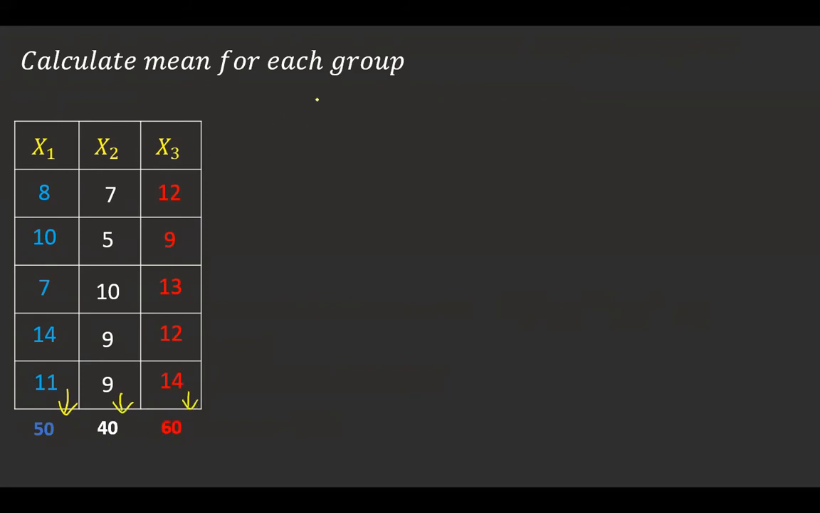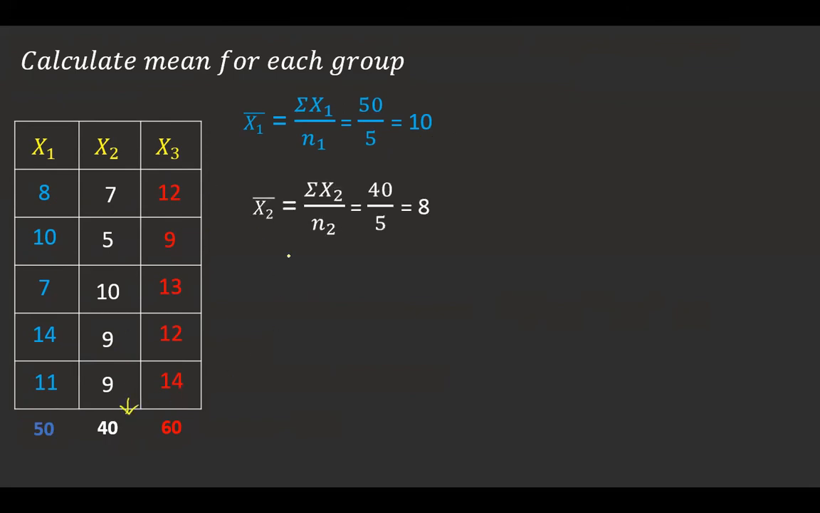Then I'm going to find out the mean for that, right? So the mean of the first group is 50 divided by, there are how many values? 1, 2, 3, 4, 5. So I'm dividing it by 5. So I'm getting 10 as the answer. Then I'm going to calculate for the x2 here. The mean is 8. The mean for the third is similarly 60 by 5.